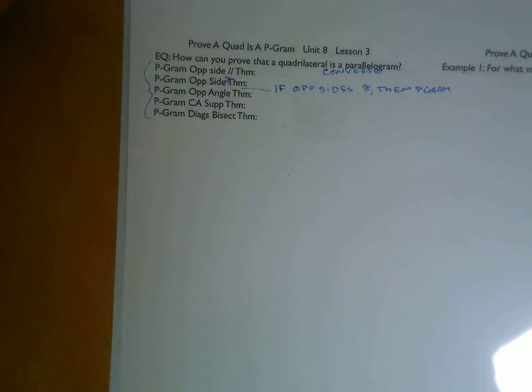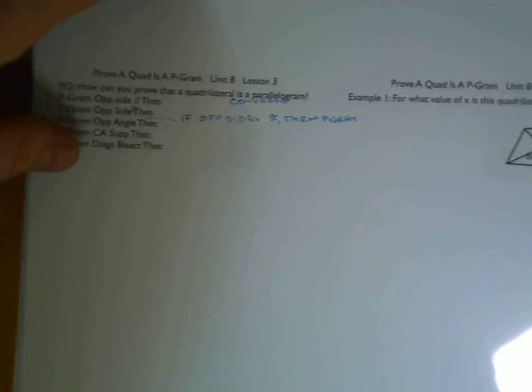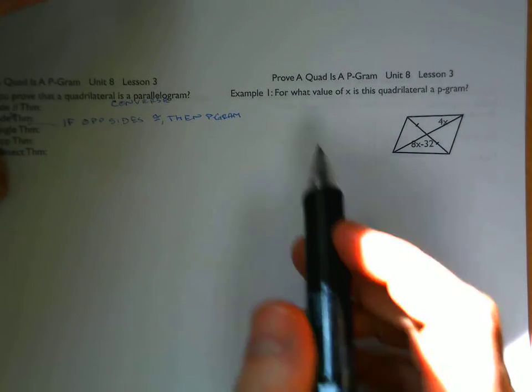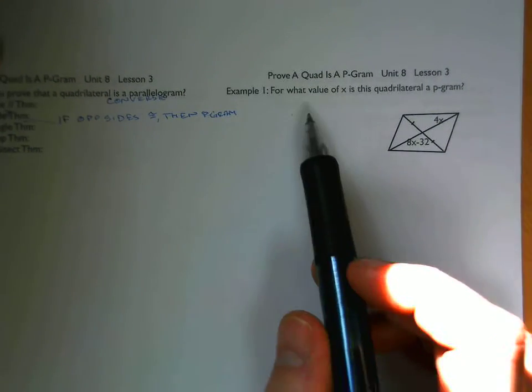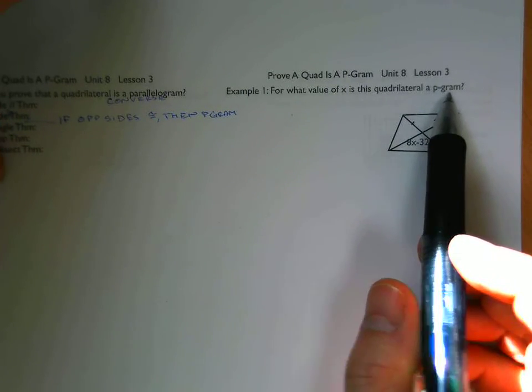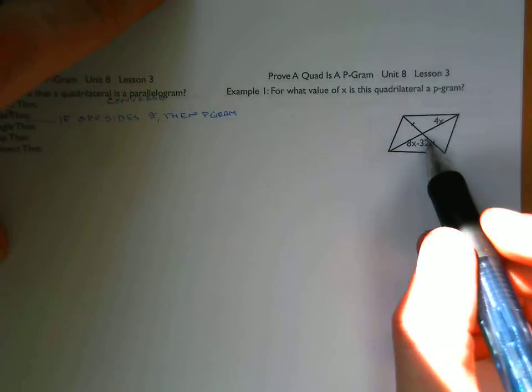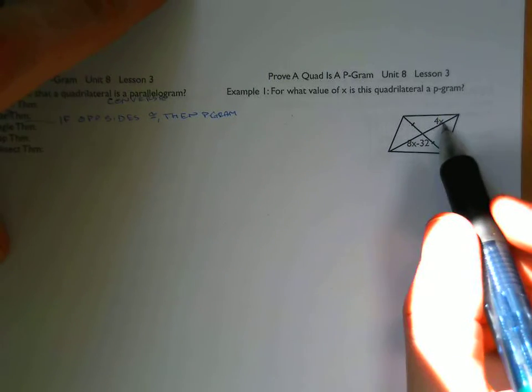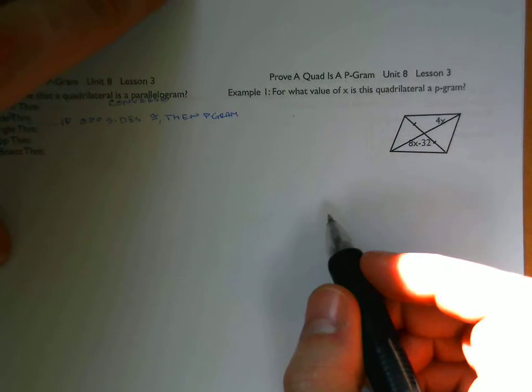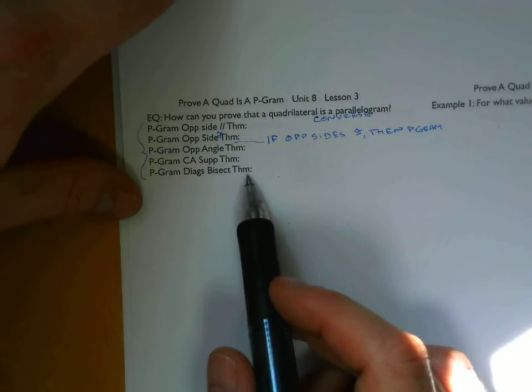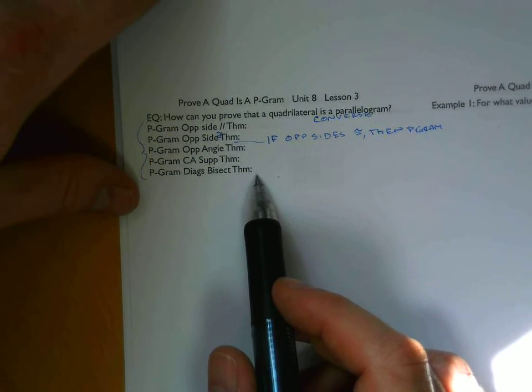All of the following questions are ways of proving or showing that a quadrilateral is a parallelogram. This type is actually just IC2 in disguise. For what value of x is this quadrilateral a parallelogram? Well, it's almost identical to the questions that said this is a parallelogram, find the value for x. We're going to do the exact same thing. If these are congruent, and I can make these two congruent, then the diagonals bisect, and that would fulfill the parallelogram diagonal bisect theorem converse.